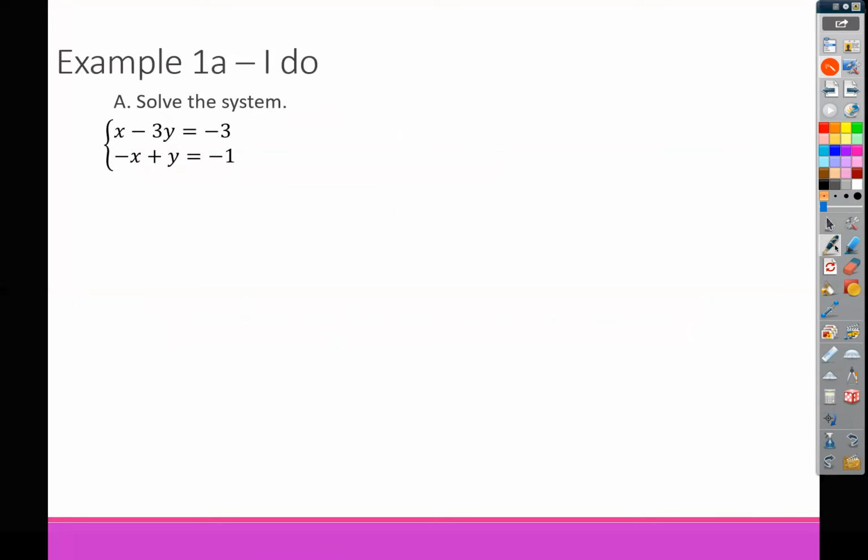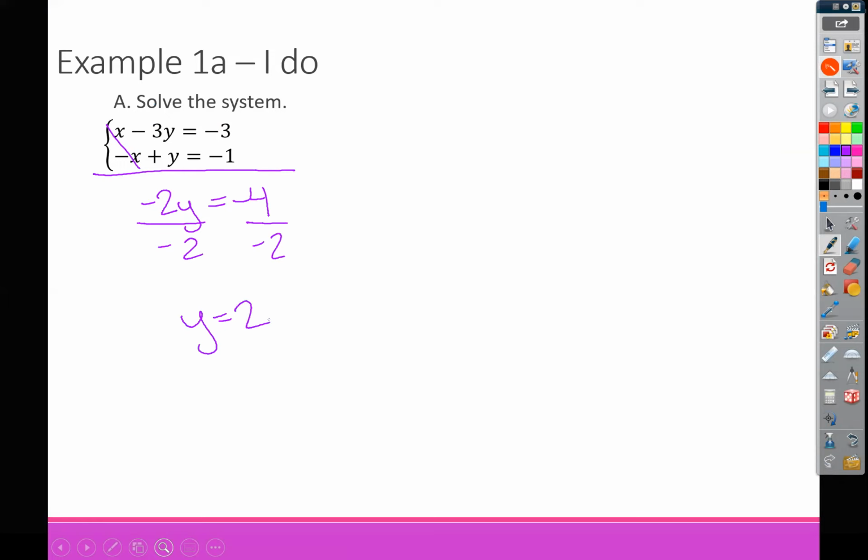So number 1A. All right, solve the system. We are going to eliminate a variable by adding the two equations together. So if I add these two together, x plus negative x will be eliminated. Negative 3y plus 1y is negative 2y. Negative 3 plus a negative 1 is a negative 4. Then I just solve for y, so divide both sides by a negative 2, and y equals 2.